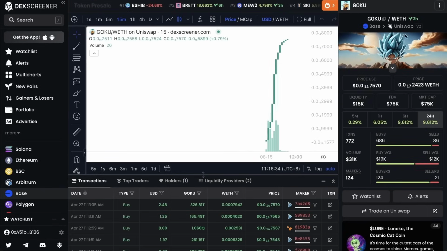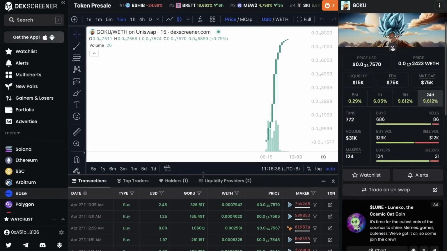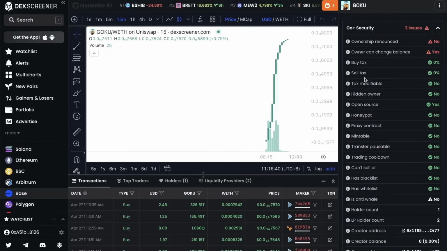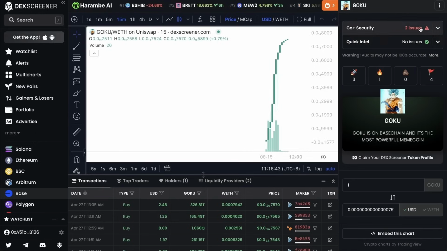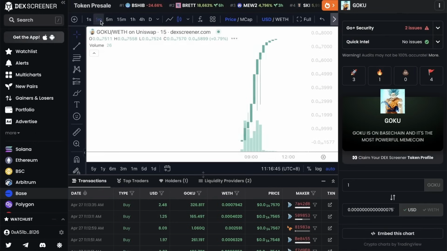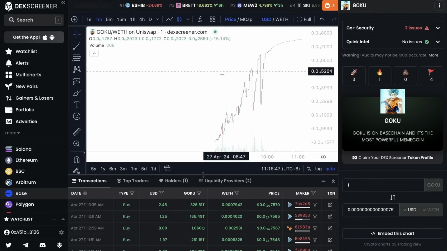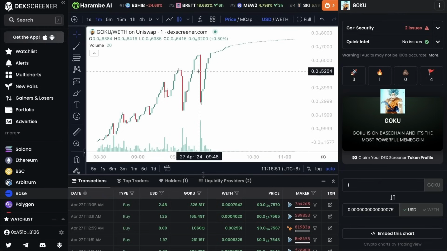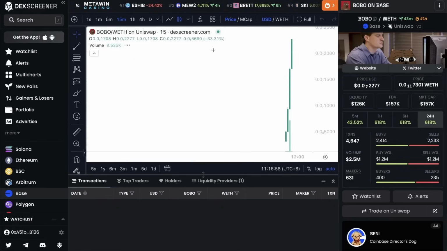Goku, this looks quite AI to me. We don't have the socials yet. 4 red flags on Go Plus security. No. And then the graph like that. This is a pretty bad sign to me. This is not a normal graph. You will see in the video that is all about security. I don't want to go into different topics, but this is a bad graph for me.